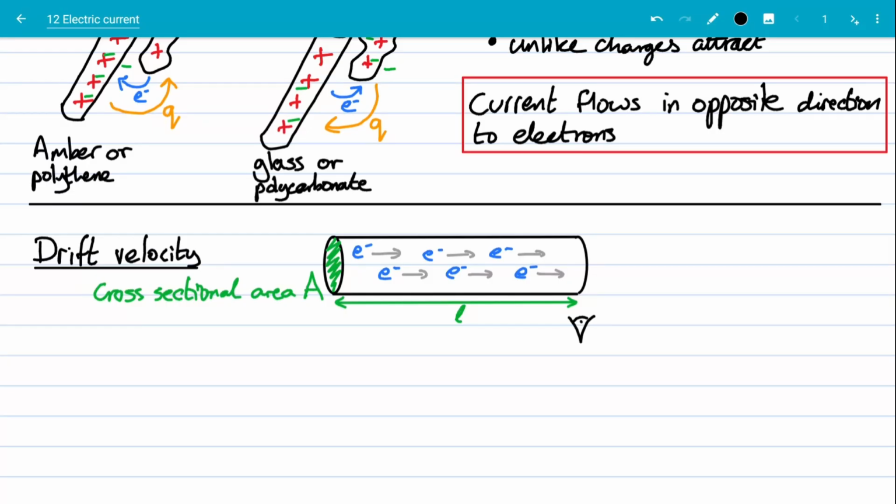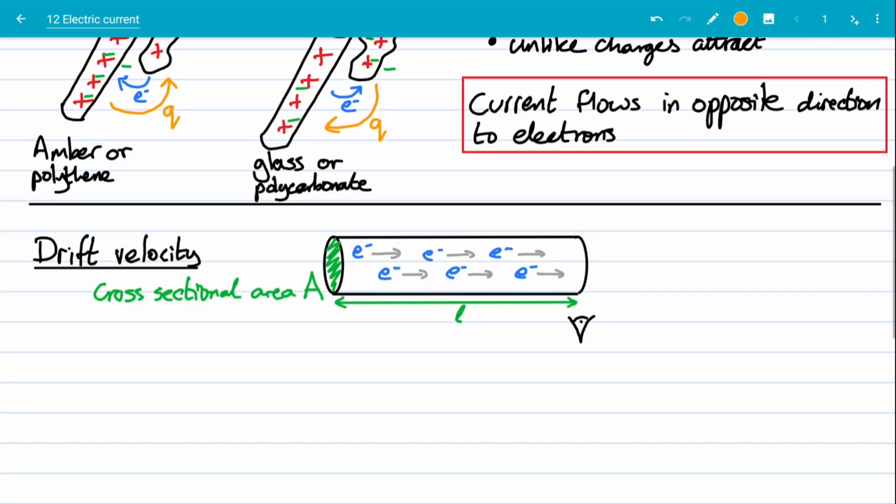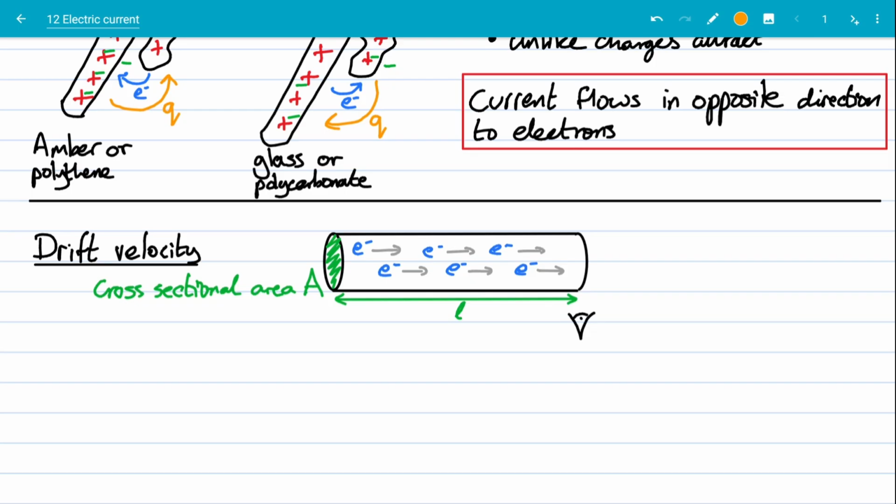So we need to have some information. We haven't got enough information here. We need to know how many electrons there are per cubic meter of metal, and we can call this the charge density. There are different symbols we could use for charge density.